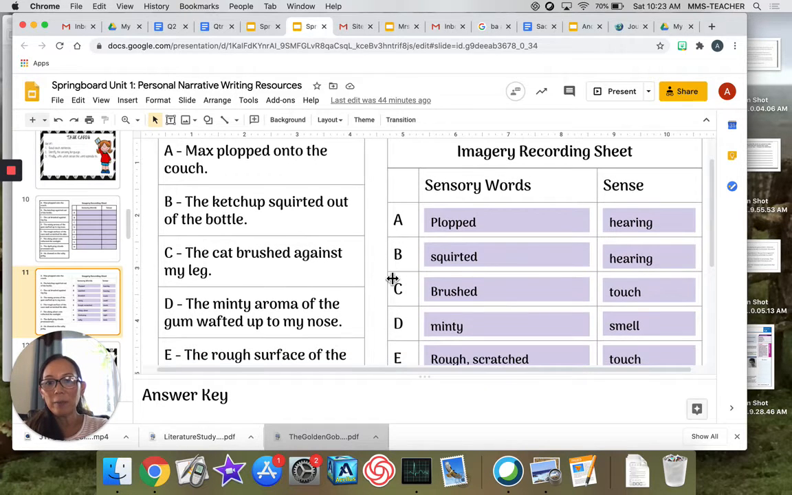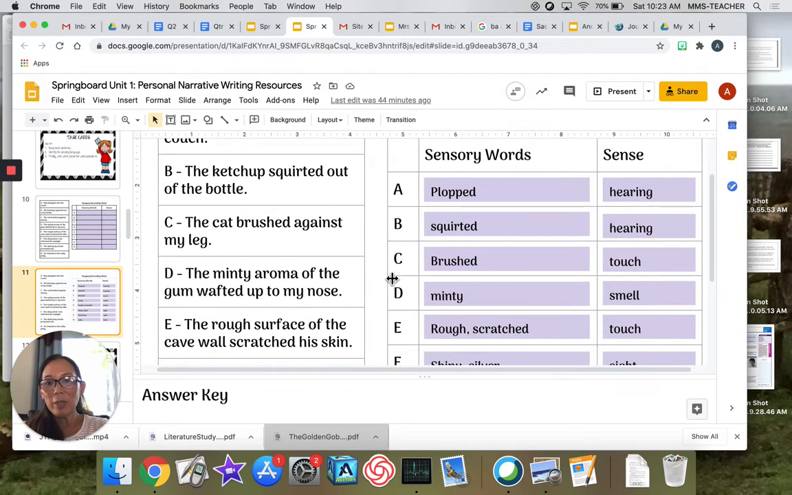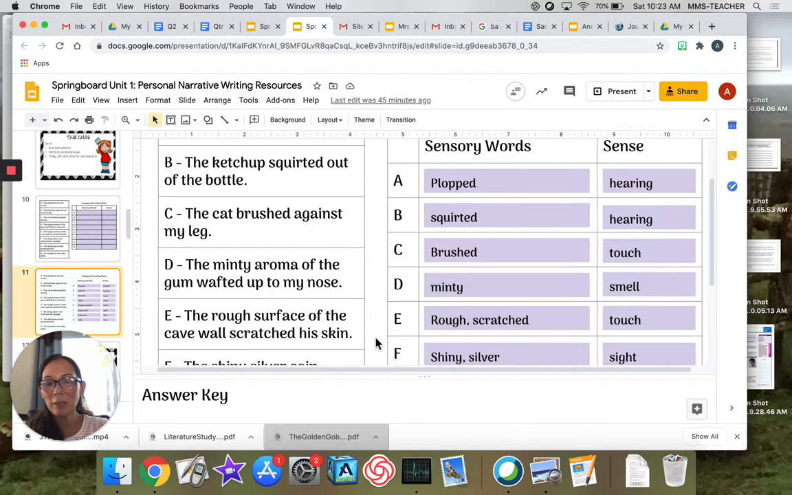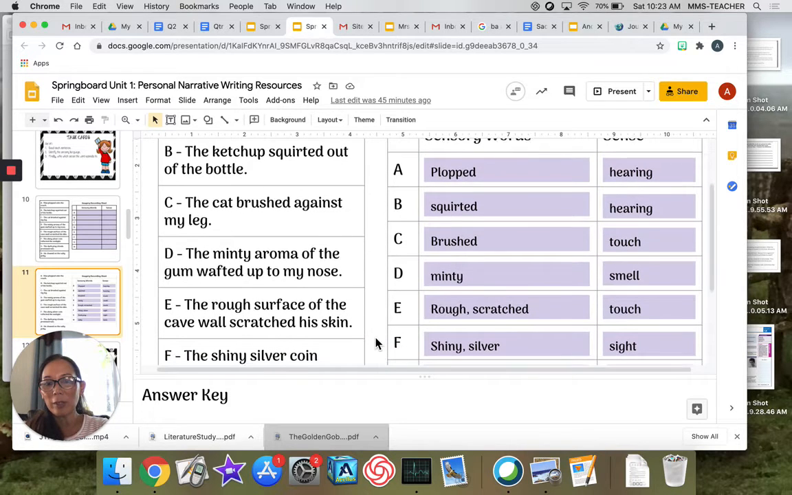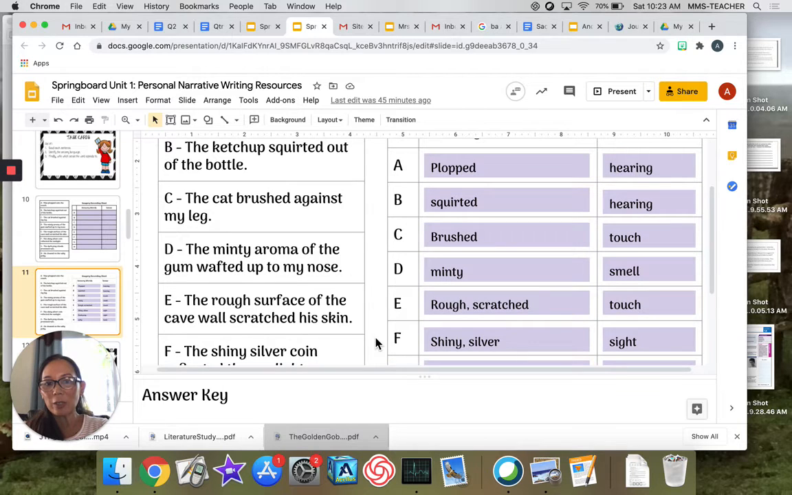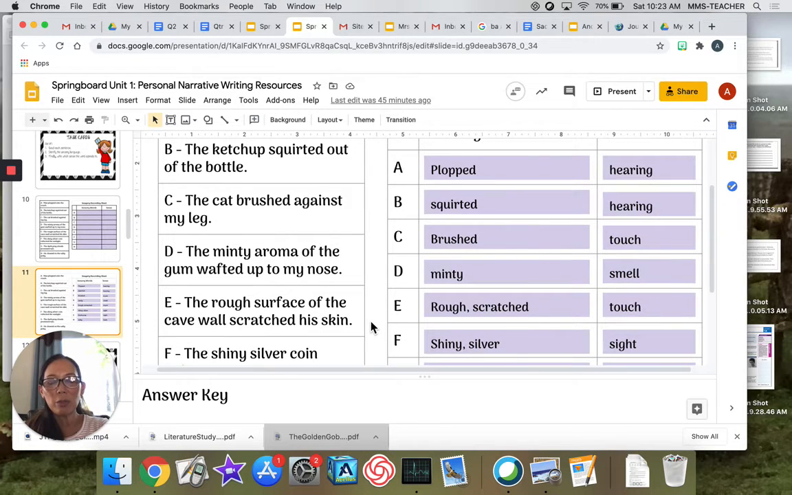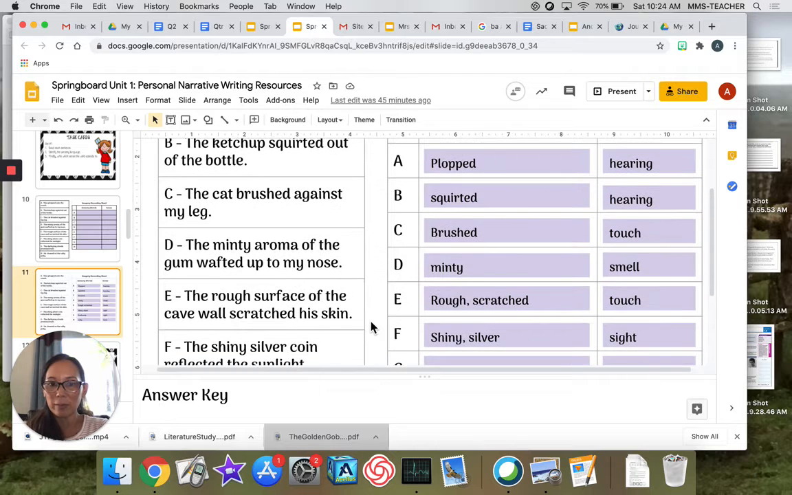And D: the minty aroma of the gum wafted up to my nose. So minty is the sensory word, and the sense is smell. Sentence E: the rough surface of the cave wall scratched his skin. And there are 2 sensory words here, rough and scratched. And they both appeal to the sense of touch.